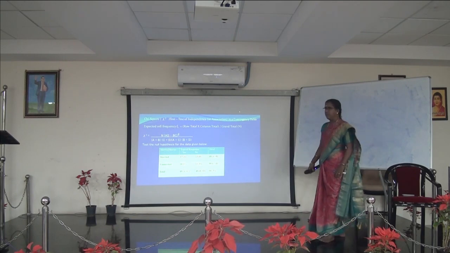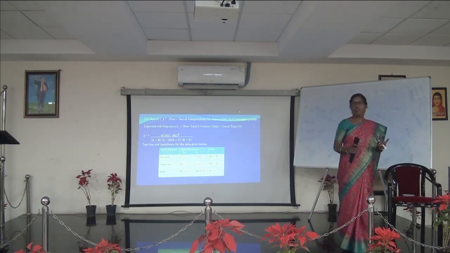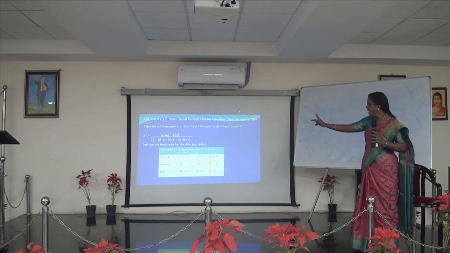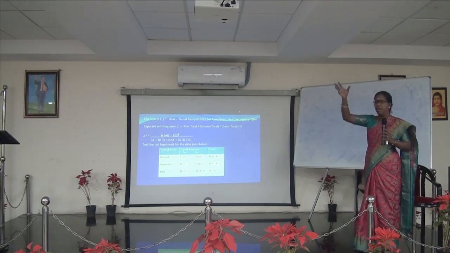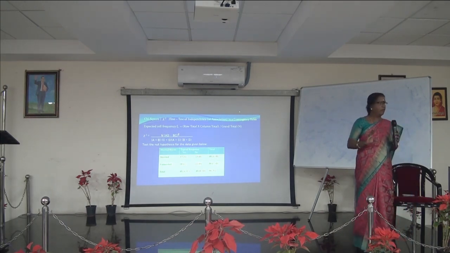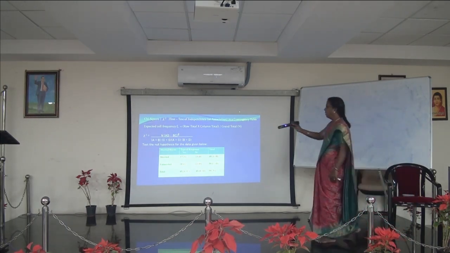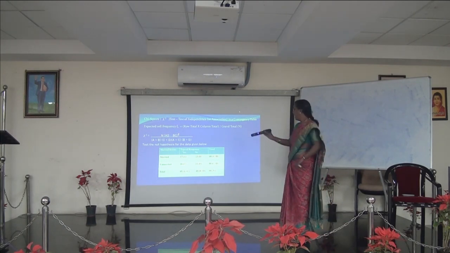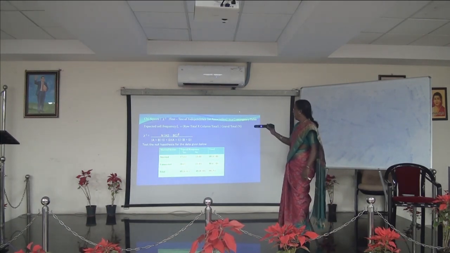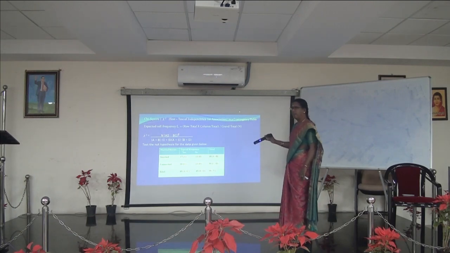What is this? We have a contingency table. Earlier we had only one classification. Now we have two classifications: row-wise you have classification, and column-wise you also have classification. For example, the marital status is one variable and the type of response is another variable. So this is the null hypothesis for the data given below.